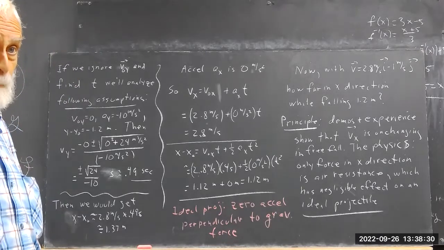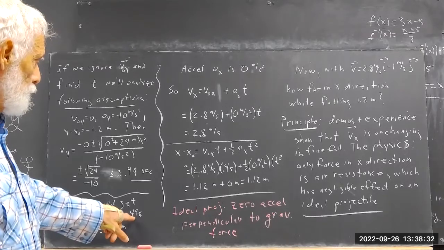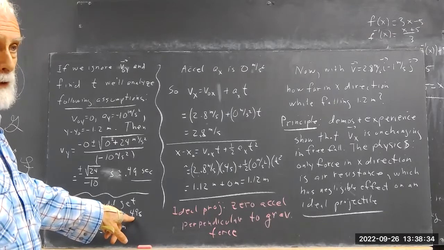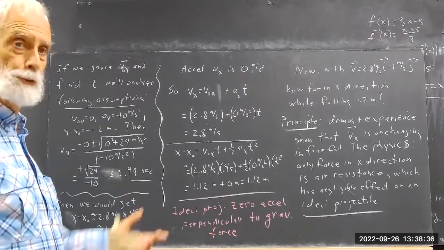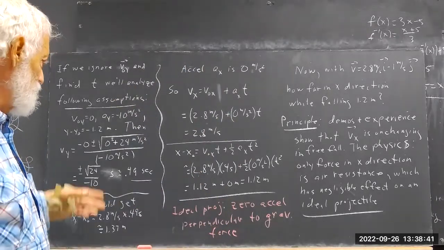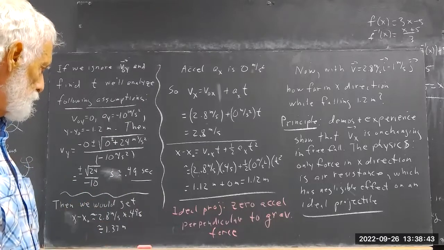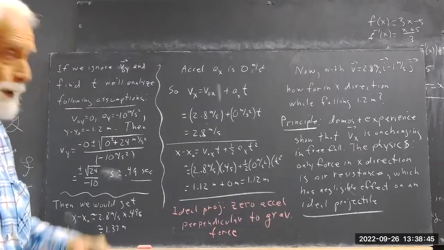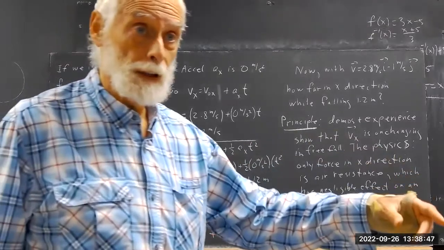All right. This time, here's the 0.49 seconds. That's just going to give you about a 10% increase. Actually, more like 9%. No, more like 11% increase in your predicted velocity.